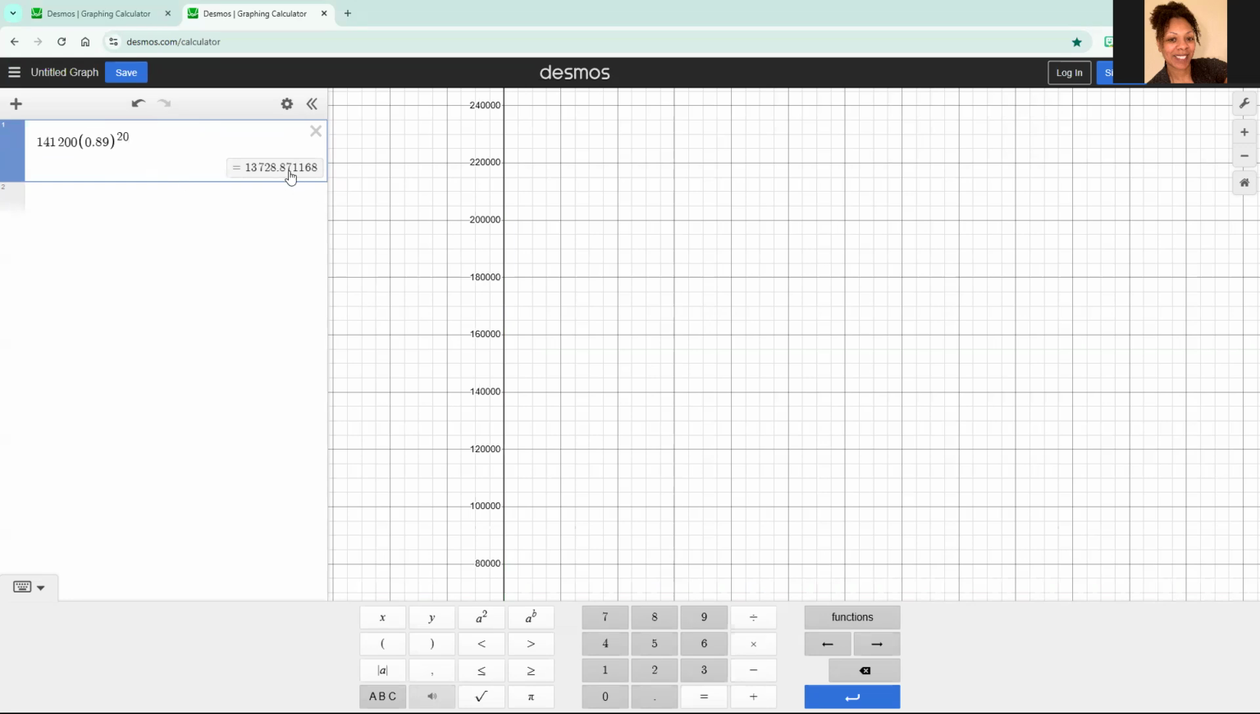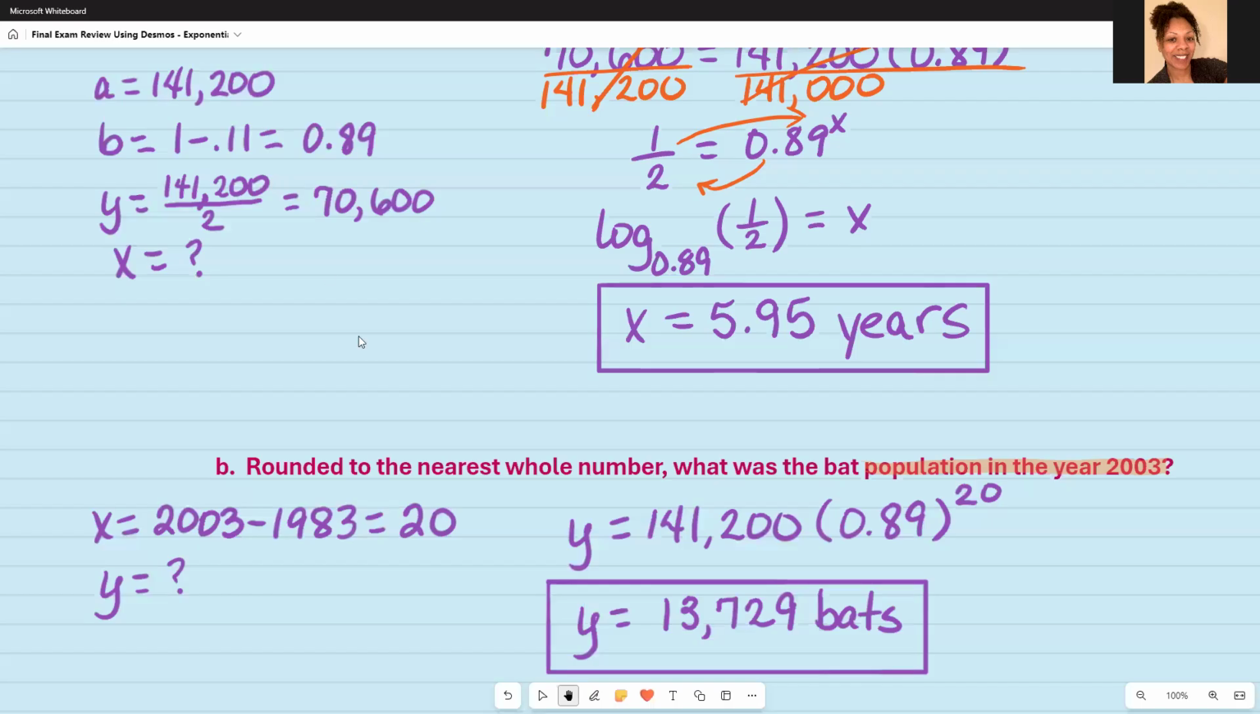And we can't have a 0.87 bat. So we're going to round this to the nearest whole number. And since the number after the decimal is bigger than 5, we're going to add 1 to the number in front, which gave us 13,729 bats. All right, so that is how you use Desmos when you are dealing with exponential growth and decay.